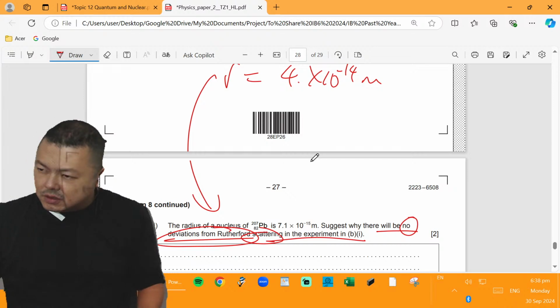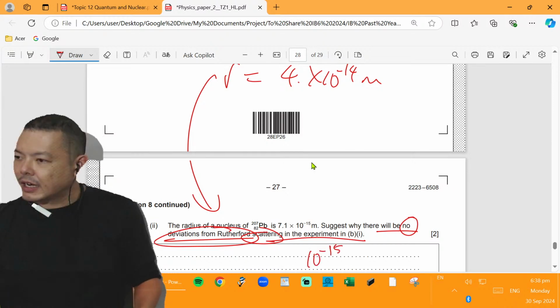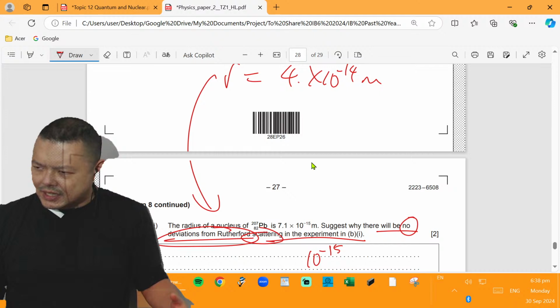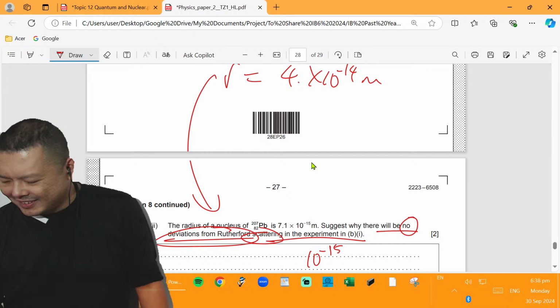Okay, so the order must be 10 to the power minus 15, right? You can just quote the order already. You don't have to quote 7. Because if you quote 7, what? Where? Oh, sorry. Yeah, okay, it's right there.